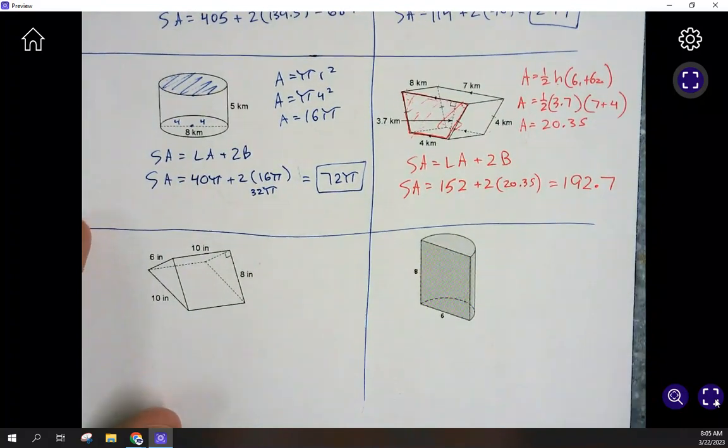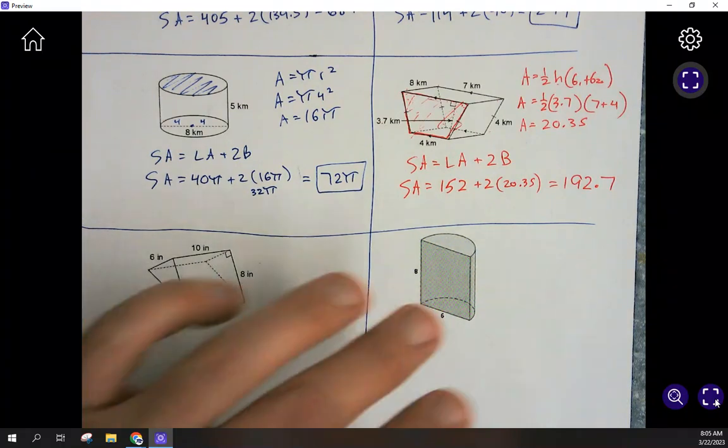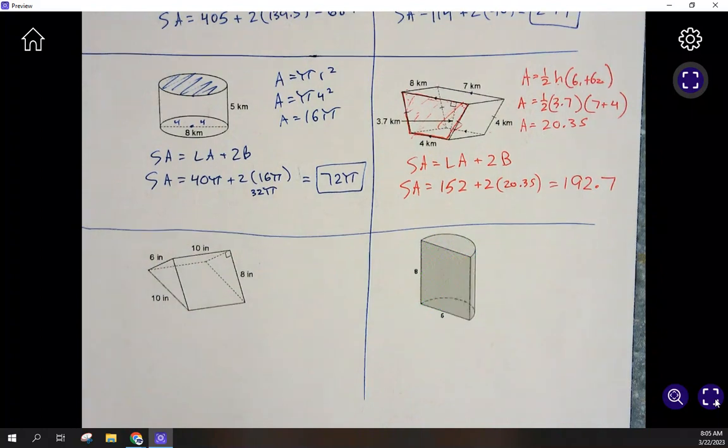Okay, the last two now, brand new shapes. We're going to have to find the lateral area and the area of the bases. Okay, we don't have that. I'm going to ask that you, if you're working along with the video, obviously if you're watching this, you are, pause the video, try these two on your own, see where you make mistakes, see where you get stuck, then press play again, and then go ahead and see what you may or may not have messed up.